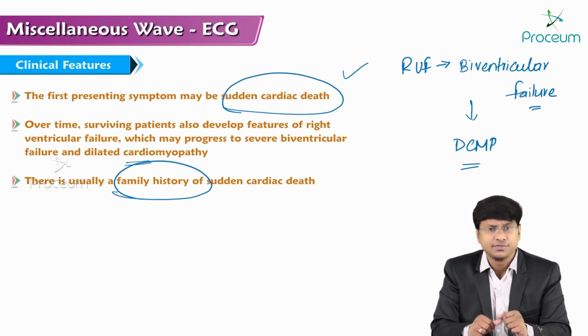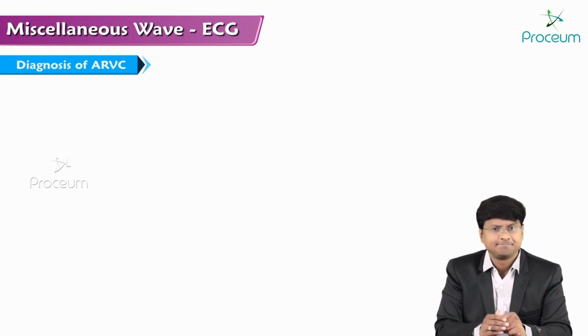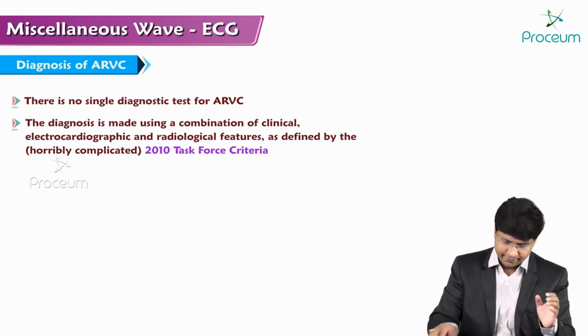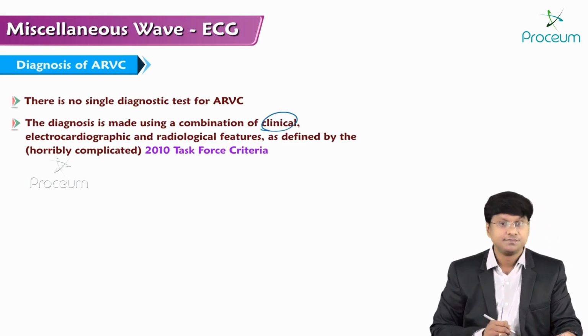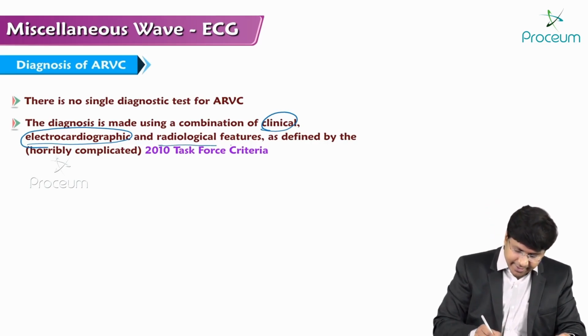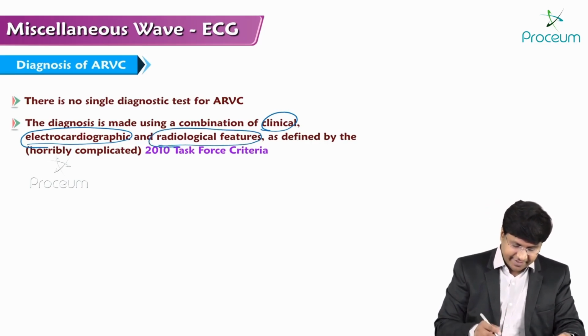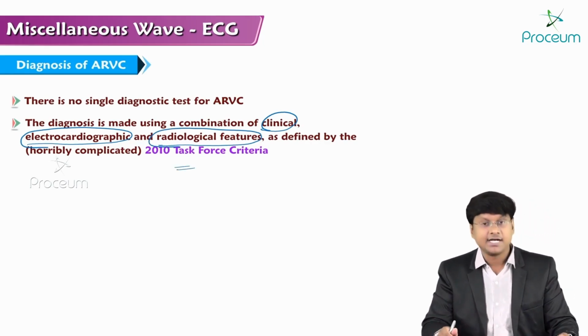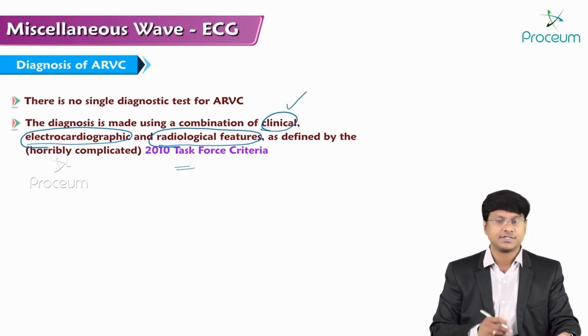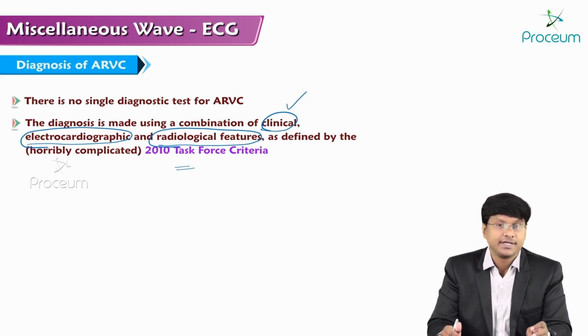Now, how will you diagnose this arrhythmogenic right ventricular dysplasia? As such, there is no single diagnostic test for arrhythmogenic right ventricular dysplasia. The diagnosis is made using a combination of clinical features, electrocardiographic features, and radiological features. And these are defined by the 2010 task force criteria. Now, what are the clinical features? Already I have discussed. The individual can have palpitations, the individual can have syncopal attacks. These are the clinical manifestations.